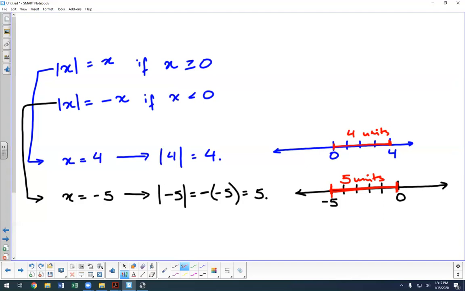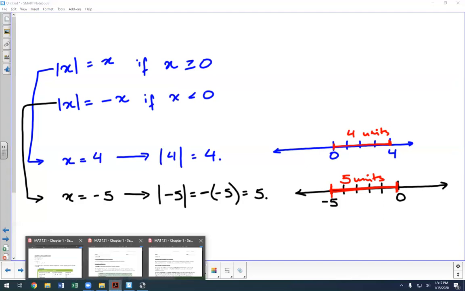So this is how we actually define the absolute value function. If your x values are positive, the x will stay the same. If your x values to begin with are negative, we bring in that extra negative sign, so the 2 negatives end up giving you a positive. So this is just the formal definition of how we define absolute value functions.